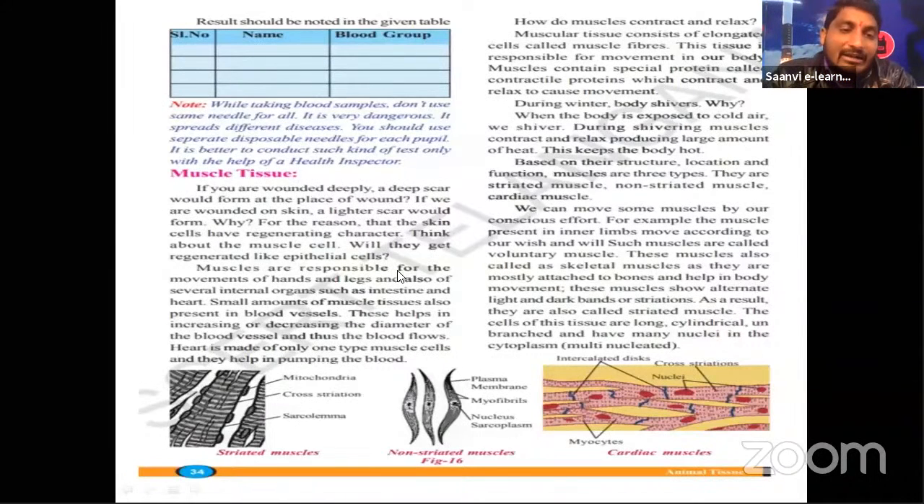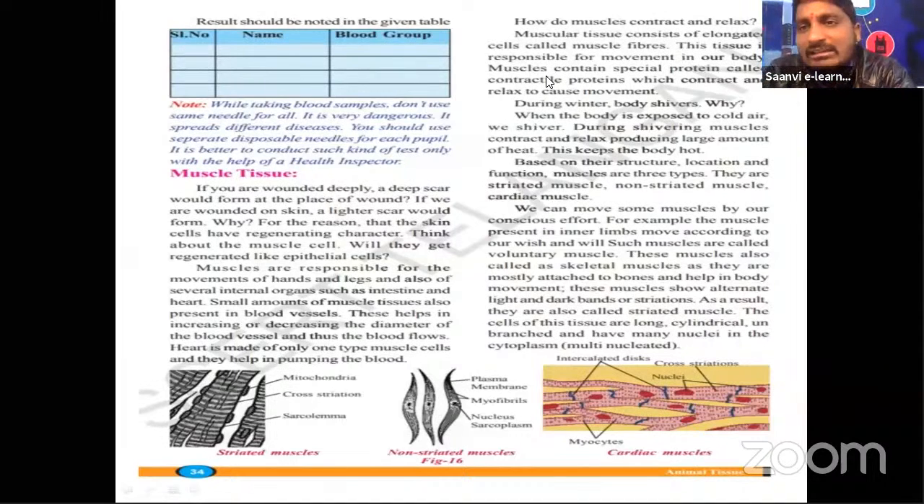Next, the heart is made up of only one type of muscle cell, children. Only one type of muscle cell, and they help in pumping the blood. Because of that muscle tissue, the cardiac muscle is responsible for pumping the blood.